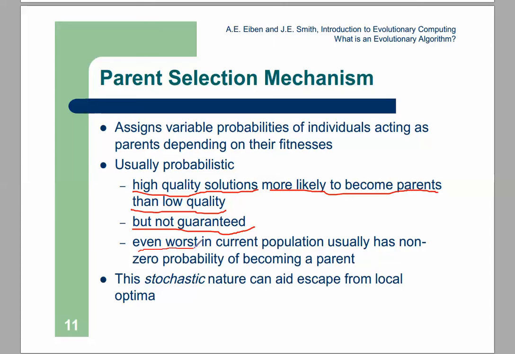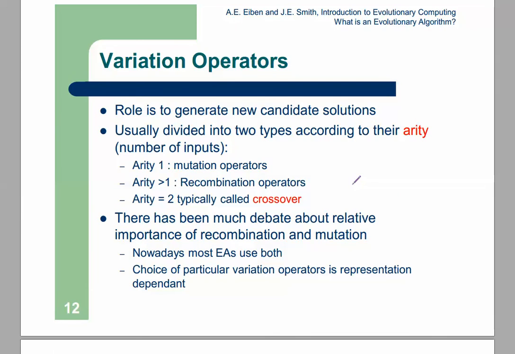So sometimes the worst individual may be selected, but with the lowest chance. It has a stochastic or random behavior of parent selection. When we select two parents, these two parents combine with each other. It is crossover. Crossover is the combination or recombination of parents.